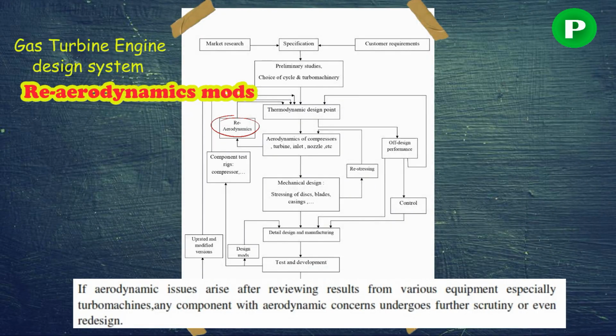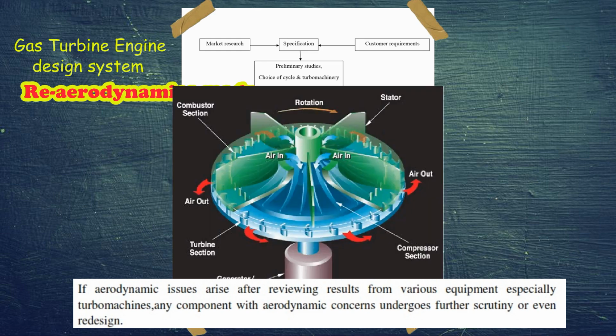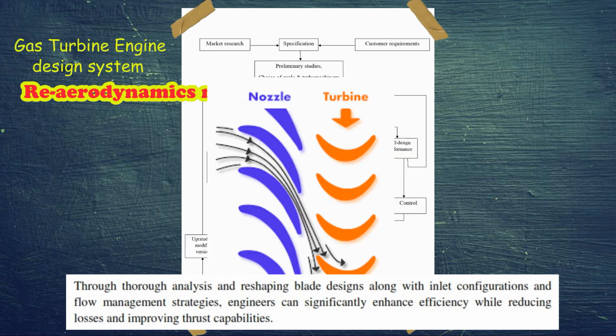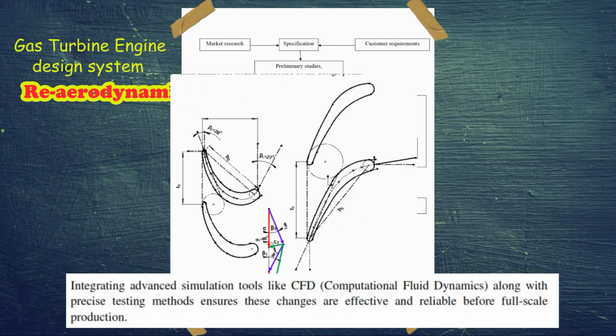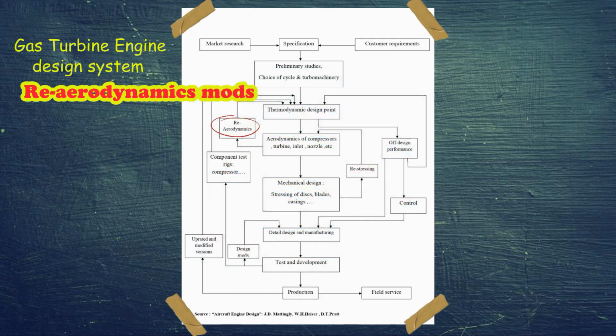Aerodynamics mods. If aerodynamic issues arise after reviewing results from various equipment, especially turbo machines, then a component with aerodynamic concerns undergoes further scrutiny or even redesign. Through thorough analysis and reshaping of blade designs along with inlet configurations and flow management strategies, engineers can significantly enhance efficiency while reducing losses and improving thrust capability. Integrating advanced simulation tools like CFD, along with precise testing methods, ensures these changes are effective and reliable before full-scale production.